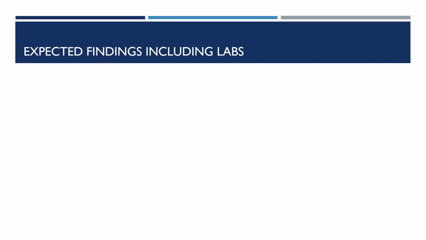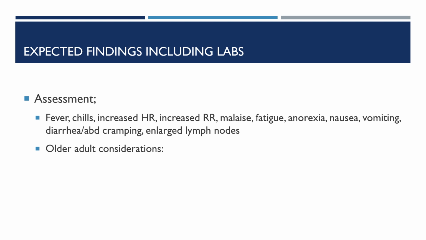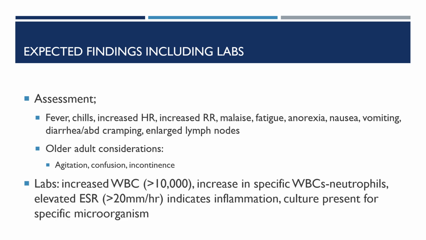So expected findings within labs. First, your assessment. You're going to assess if they have a fever, chills, an increased heart rate. How about their respiratory rate? Is it increased? Malaise, fatigue, anorexia, nausea, vomiting, diarrhea. Do they have any abdominal cramping? How are their lymph nodes? Are they enlarged? Older adult considerations, are they agitated? Confusion, incontinence. Older adults with a urinary tract infection will most commonly show confusion, agitation, incontinence. That infection, especially in older adults, will cause these symptoms.